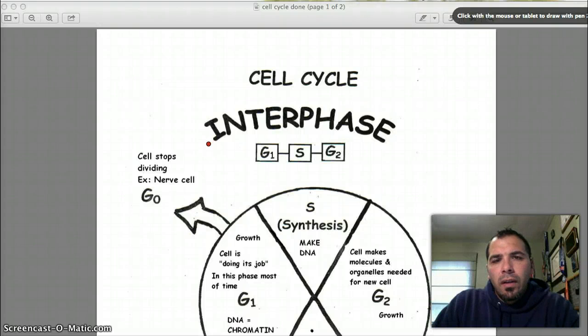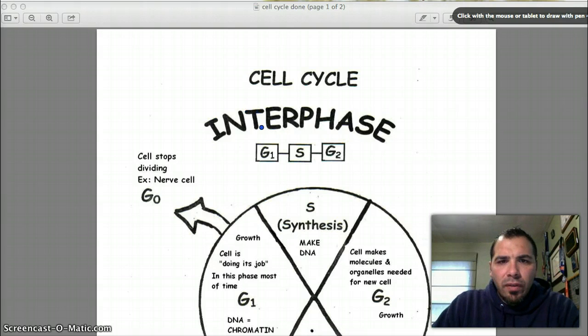All right, this is the cell cycle overview that we did in class, and I just want to make sure that we all have this. I'm going to change the color of my pen here real quick. So we filled this in, but I want to make sure we've got an understanding.